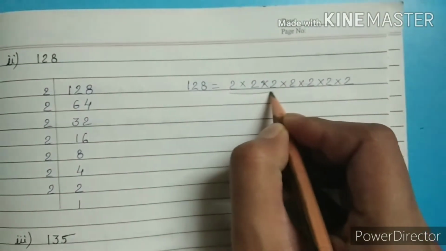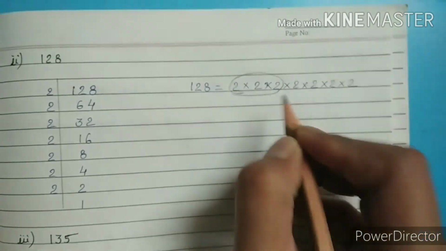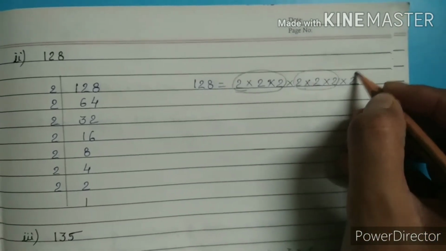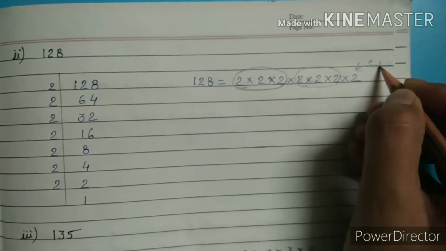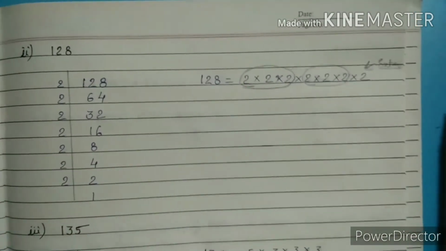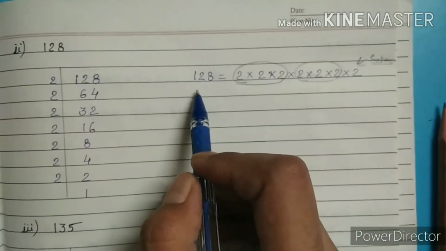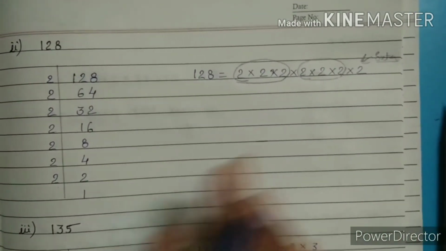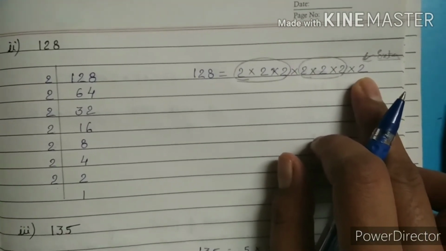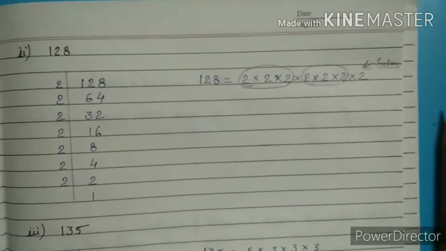Now we will do the grouping of 3. Since it is a cube, we have to do the grouping of 3. First group, second group, and this is our extra. The question is telling us that the given number is not a perfect cube. You have to make it a perfect cube by dividing by the smallest number. So this time the smallest number 2 will divide 128.